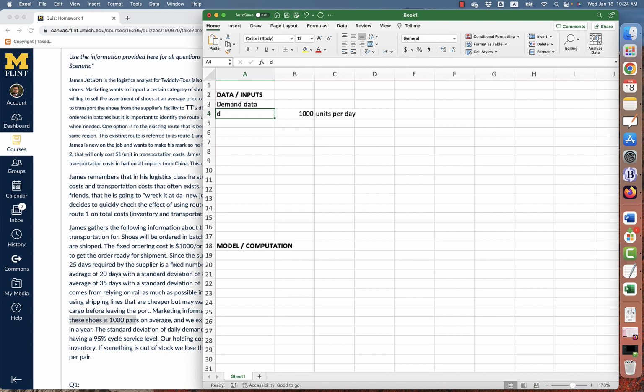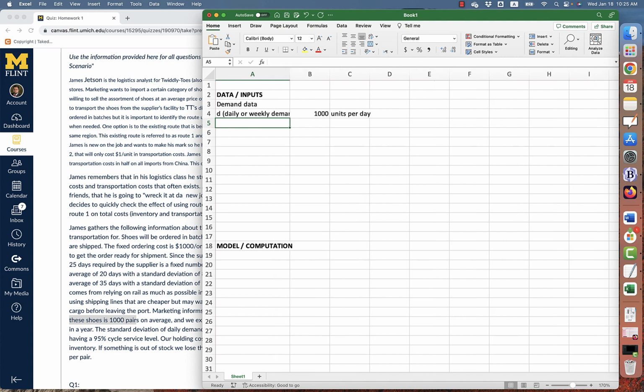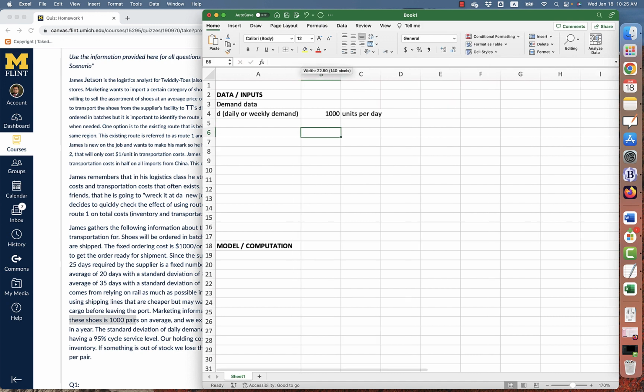Small d is sometimes called daily or weekly demand, and in this case it's units per day, so it's daily demand, right? So you can put that in if you want. Yeah, maybe we should say daily or weekly demand. Okay, and for us it's units per day, so it is daily demand. Okay, let me just take this out.